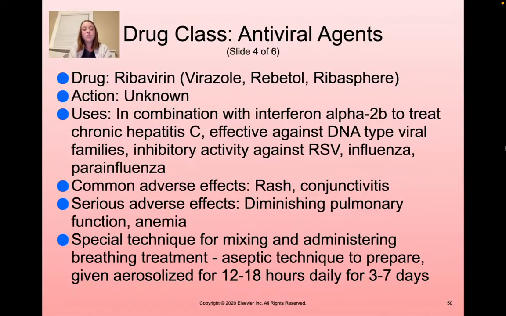Ribavirin, or Virazole, Ribitol, Ribosphere, is an antiviral drug that we don't even know how it works. We don't understand the mechanism of action, but we know that it works. So we use it in combination with interferon alpha 2b to treat chronic hepatitis C. It's also effective against DNA type viral families. Its inhibitory activity against RSV, influenza, and parainfluenza all make it very effective. It can cause rash and conjunctivitis. It also can have some more serious effects, such as diminishing pulmonary function or anemia.